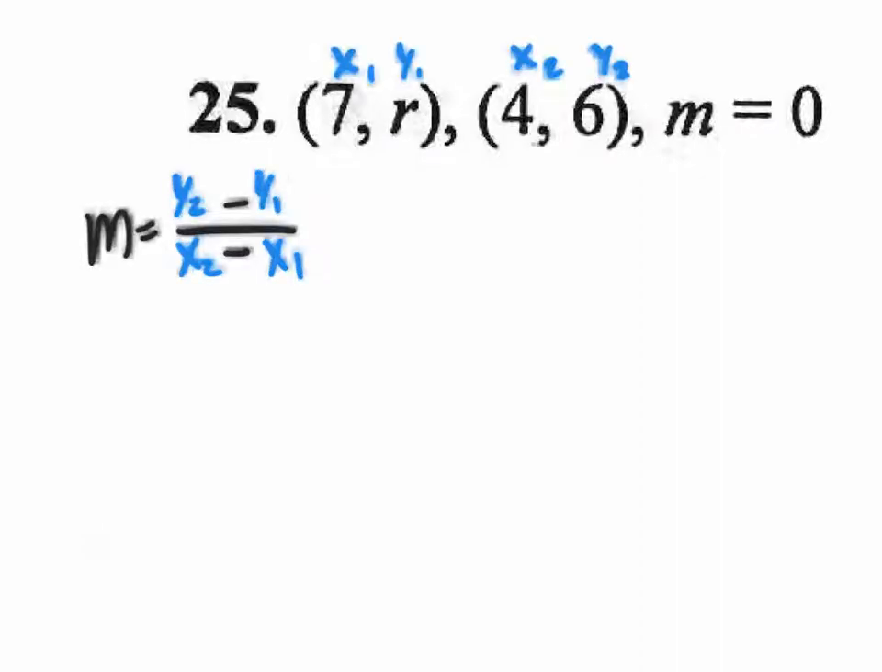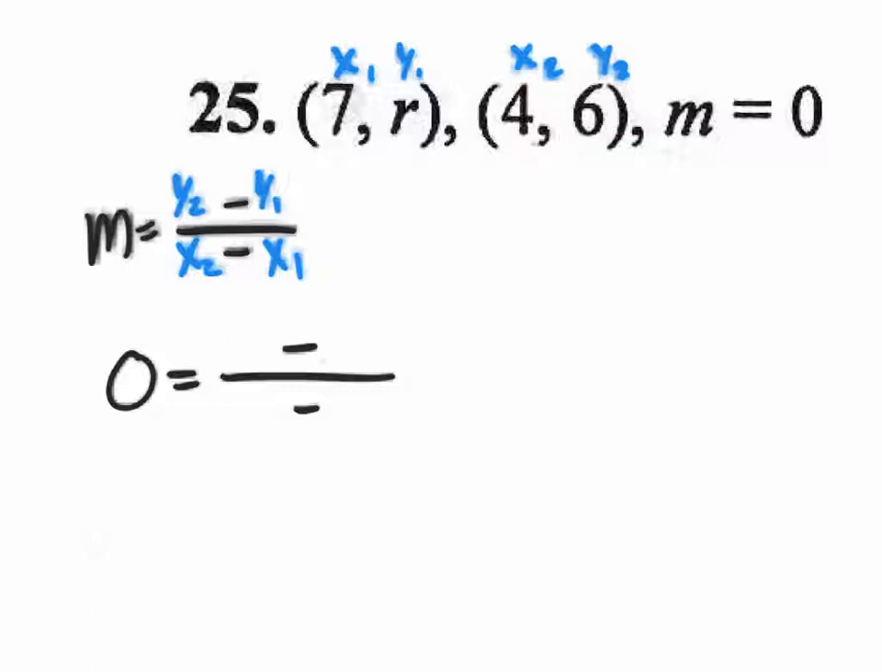And now we could take everything that we have here, the 7, the r, the 4, the 6, and the 0 for m, and plug it all into the slope formula. Okay, now m, we already know the answer is 0. So let's plug in 0 for m. And 0 equals a fraction with some subtraction. And let's plug in our x and y values in blue.